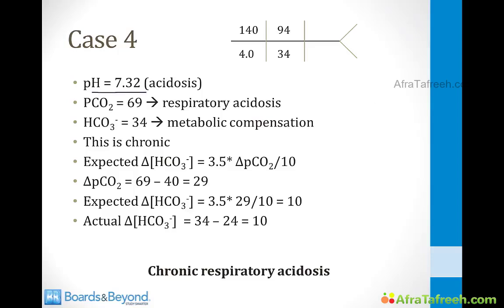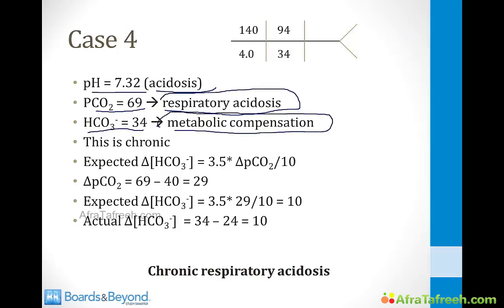So the pH is 7.32, so we know we have an acidosis. The PCO2 is high at 69. Recall that normal is 40, so we have a respiratory acidosis. The bicarbonate level is also high at 34. Recall that normal is 24, so this is metabolic compensation. Based on the question stem, this is a chronic respiratory acidosis. We have no reason to believe this is acute.